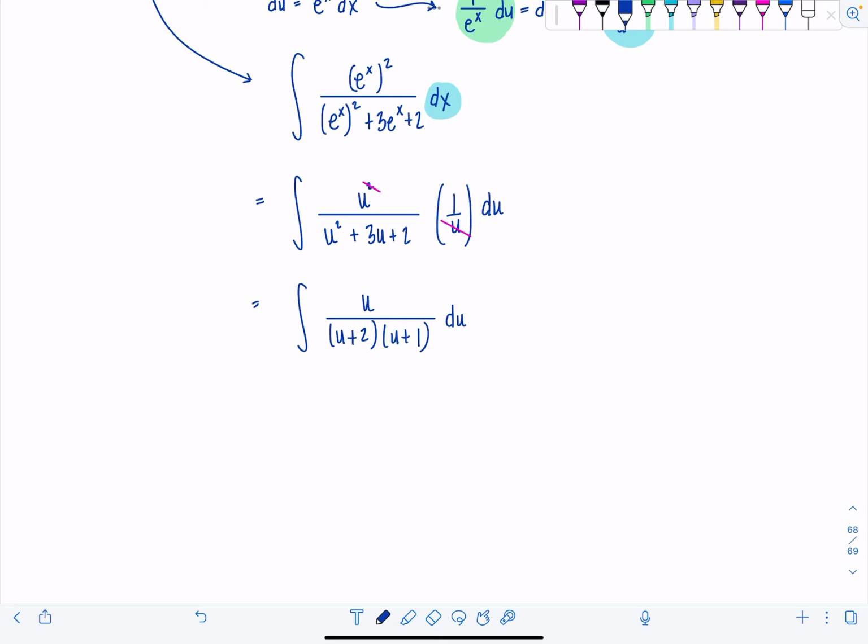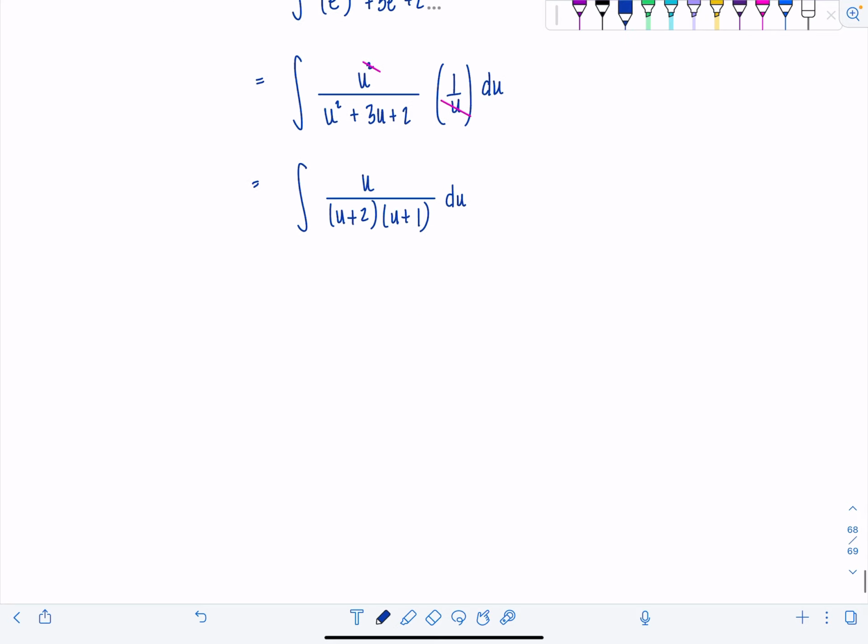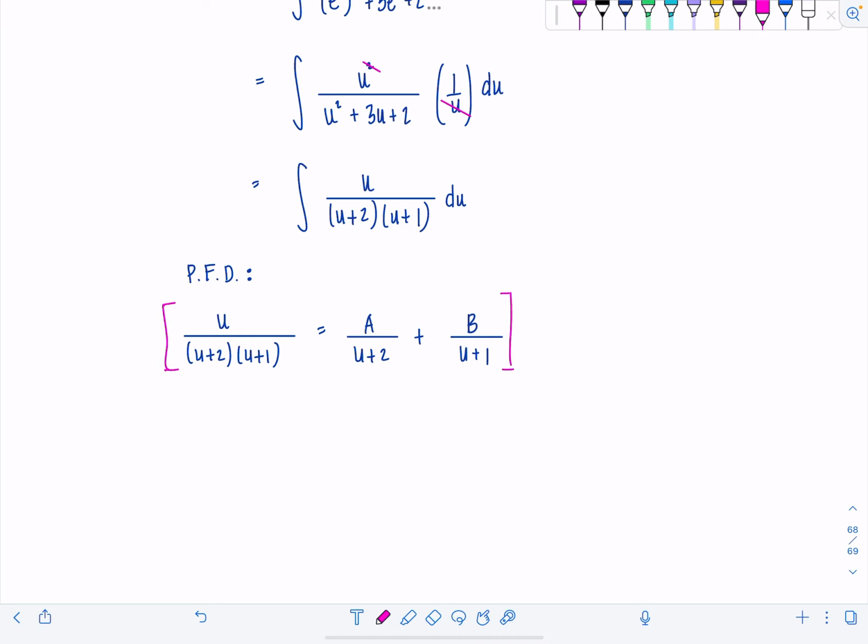So probably you see where this is going. It's time for partial fraction decomposition. If you need a review on it, I'll link a video in the description. So we have u over u plus 2 times u plus 1. Both of the factors in the denominator are linear and they're not repeated. So the decomposition will have the form A over u plus 2 plus B over u plus 1. And then now I'll multiply through by the LCD, which is u plus 2 and u plus 1.